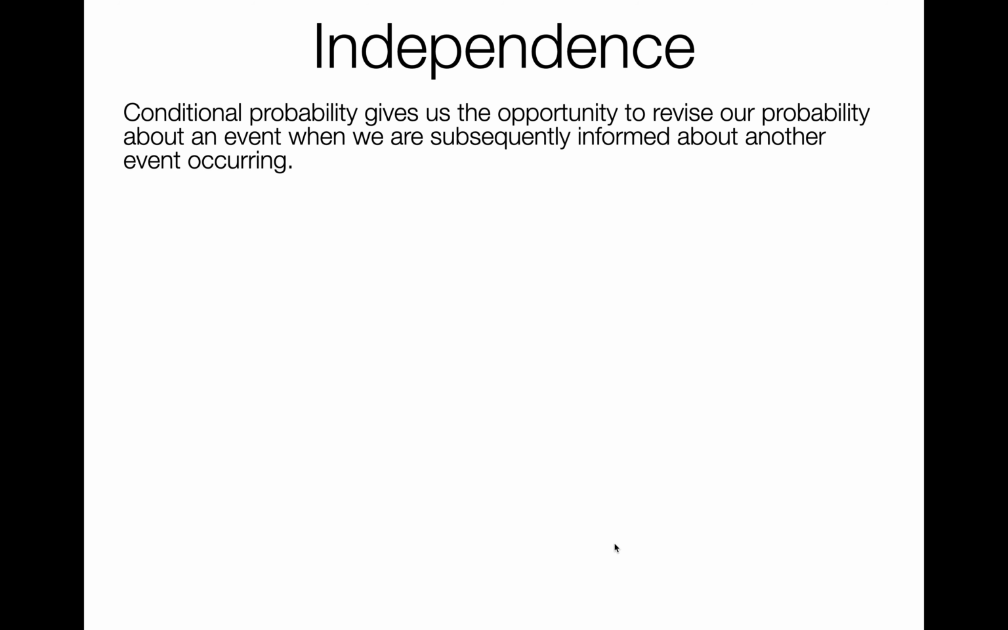Conditional probability gives us the opportunity to revise our assignment of probability to an event when we are subsequently informed about another event occurring. So, you have some idea of what probability about a single event is, and then if you're informed about another piece of information, that may change your mind. So given B, your probability about A may be different.